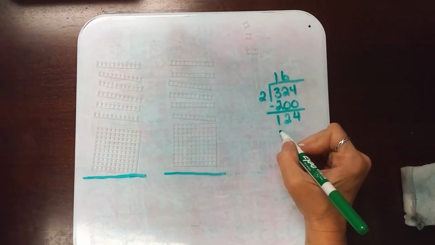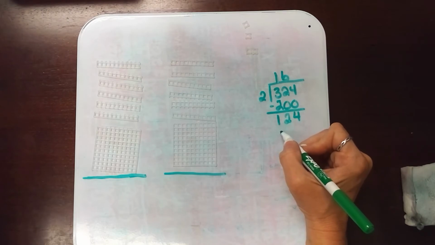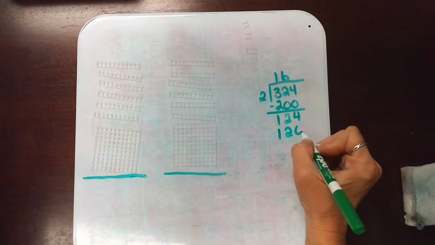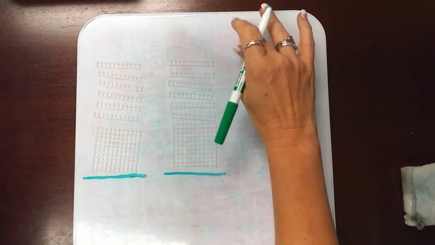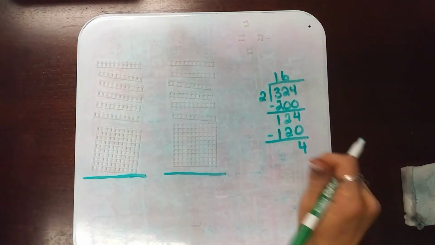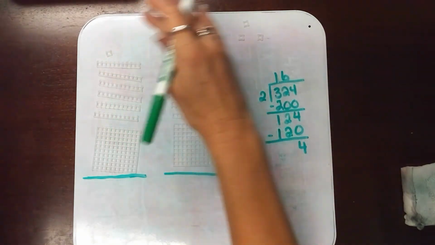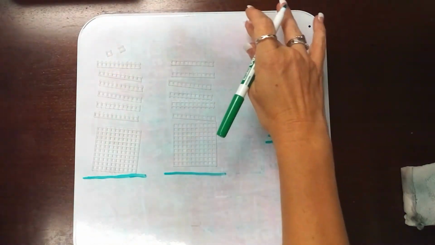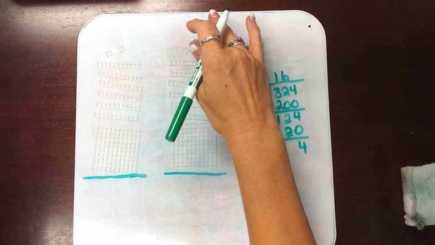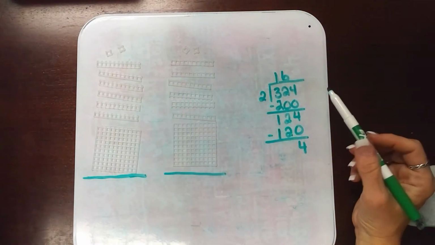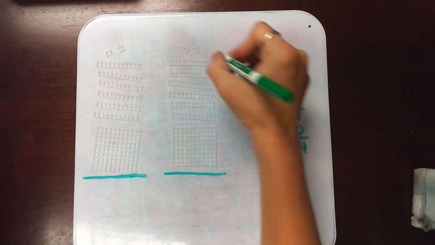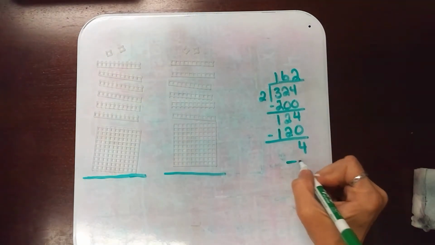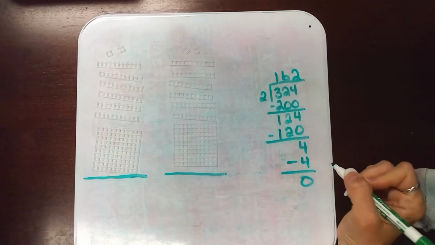And I have the value of 6 tens times 2 is 120. And I should have 4 left over. And I do. So how many ones can I put in each? If I have 4 ones, how many can I put in each group? 2. So we put the 2 there. 2 times 2 is 4. And there you have it.